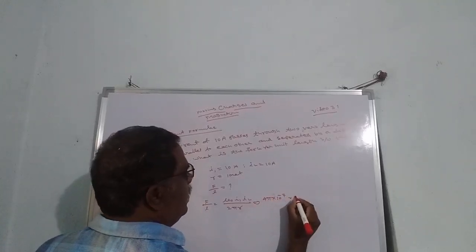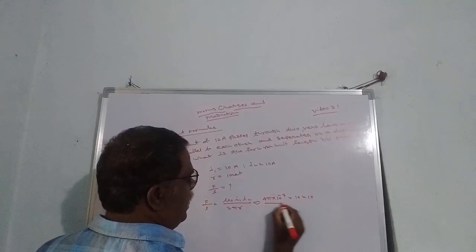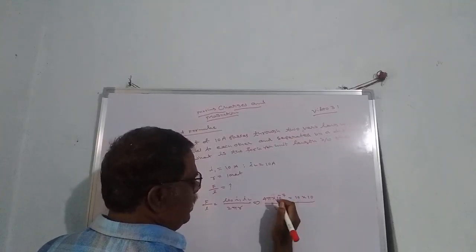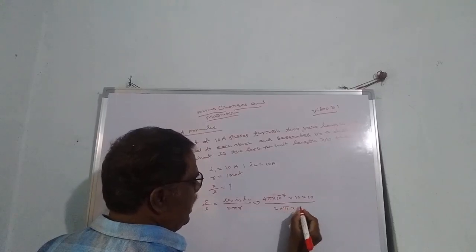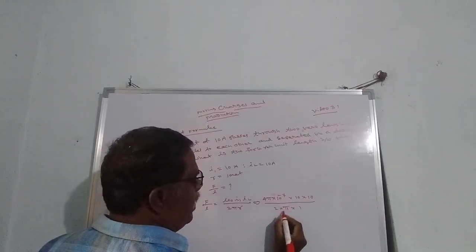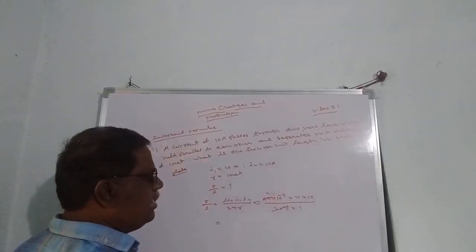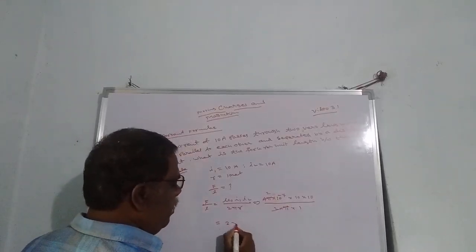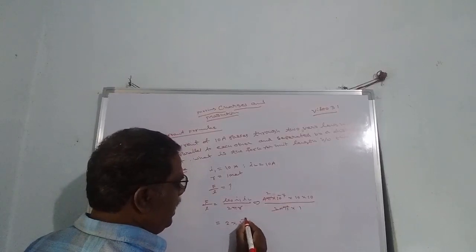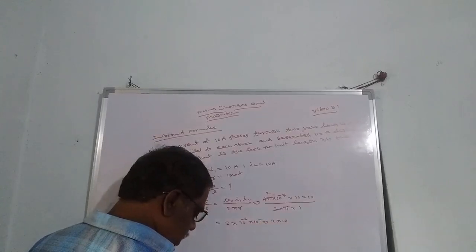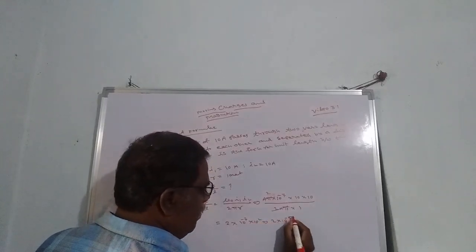I1 value 10, I2 value is also 10, divided by 2 pi. Pi value will be 3.14, or it remains pi. R value will be equal to 1. 2 pi 2 times here. That means how much it will be? 2 into 10 power minus 7 into 10 square. That means the final answer is 2 into 10 power minus 5.